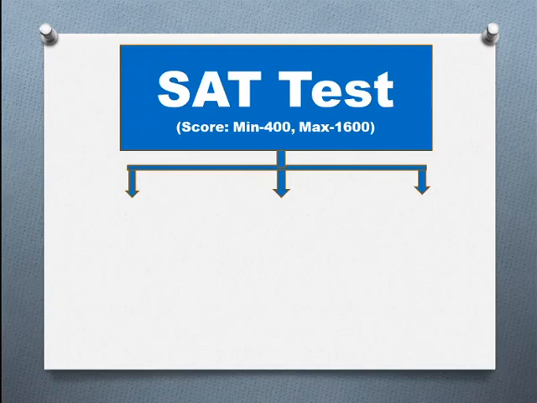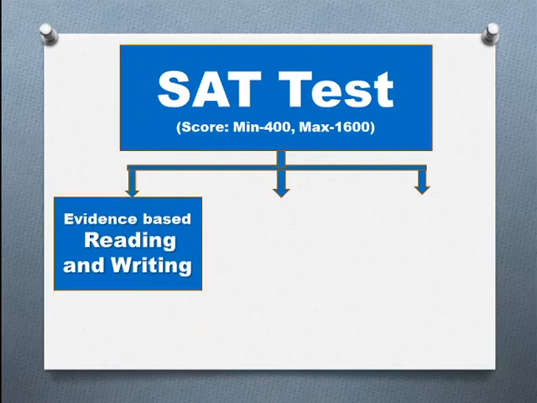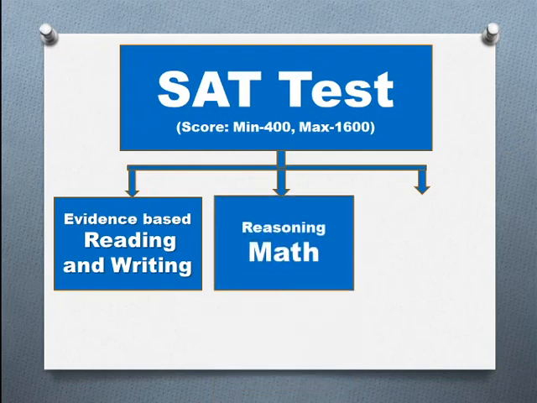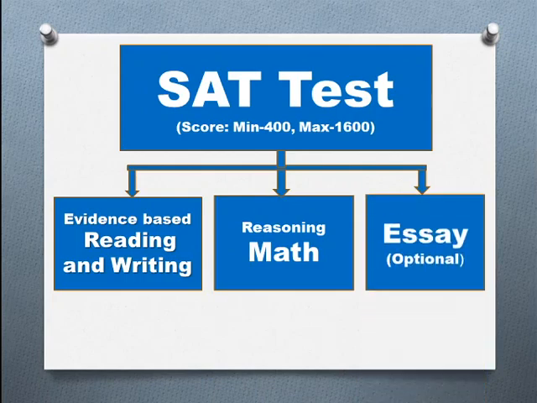Okay, right. So SAT is basically a reasoning test. That is reasoning English and reasoning math, along with an optional essay. The first part of the SAT test is evidence based reading and writing. This is basically the English part. Second is reasoning math. This is the math part, and the third is the optional essay. Let's see in brief each and every part of the test.